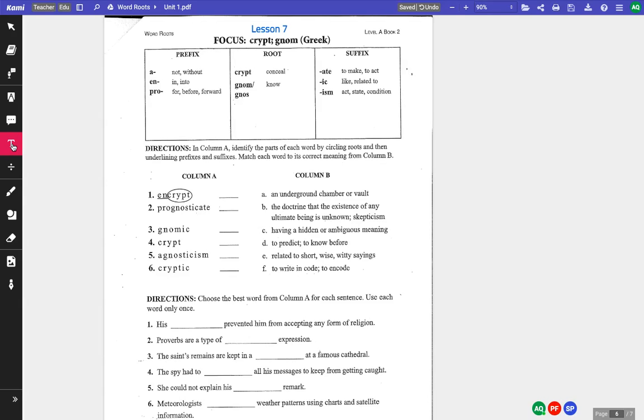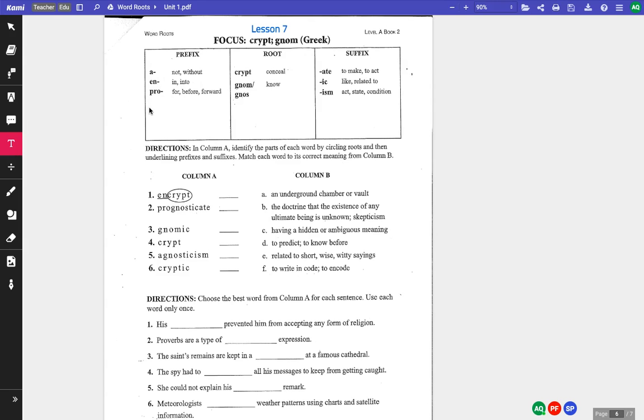We have this lesson and one more in this unit before we do a review of all the words we've learned so far together this school year. Let's take a look first at the prefixes that we're going to be using this week. First, we have the prefix a, which means not or without.